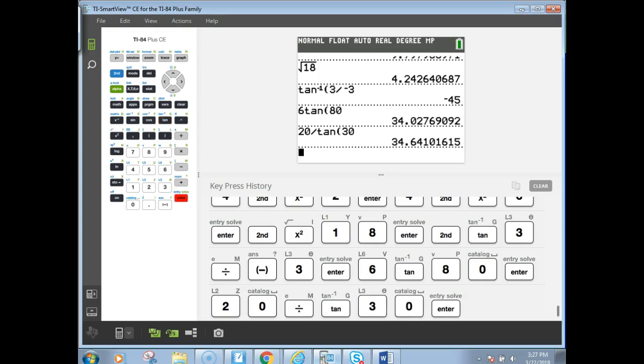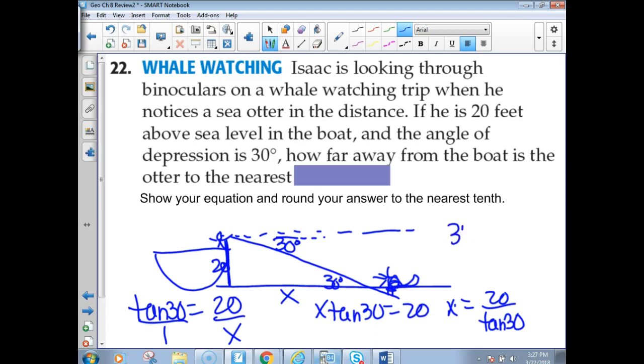Okay, yep, 34.6. That would be in feet. That's not very far away, little otter.